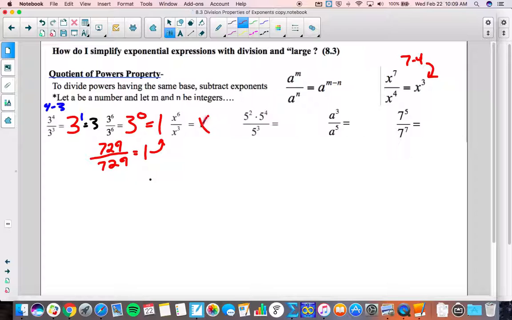So here we have x to the third. Well, these go pretty quick and pretty easy. We're just doing subtraction. It's like second grade.